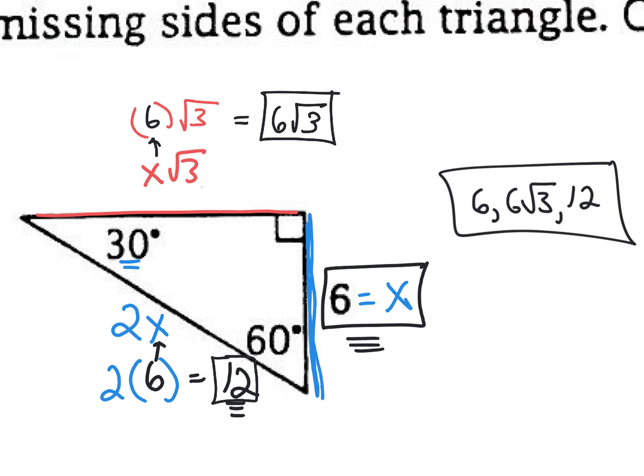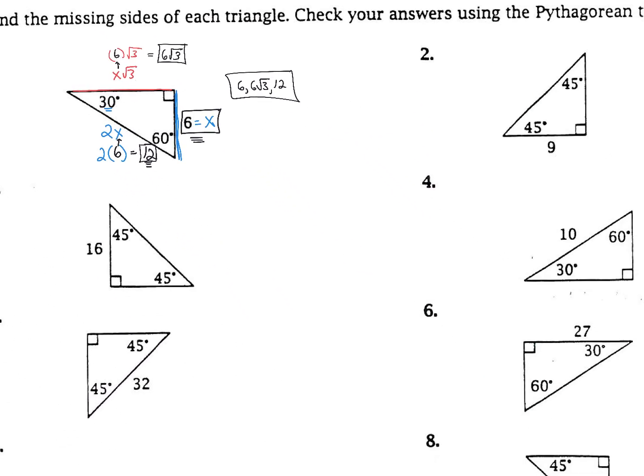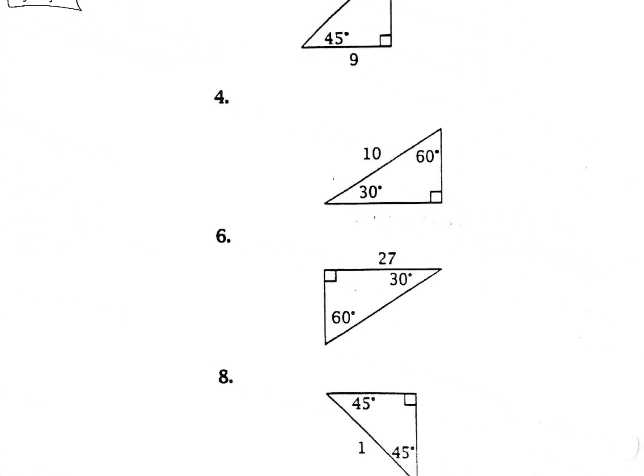I'm going to do another one with you. So we have one more triangle to do. We have 45, 45, 90, but let's crush this one. I'm going to do one more with you. I'm going to pick a number 6. Let's do that one together.